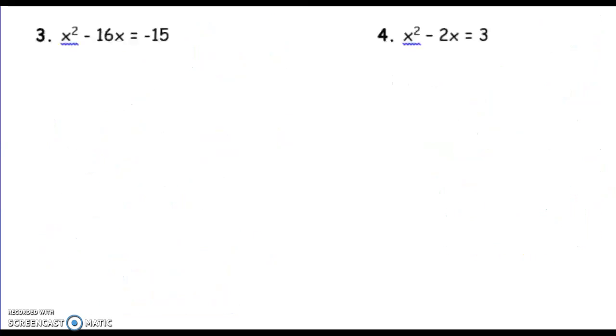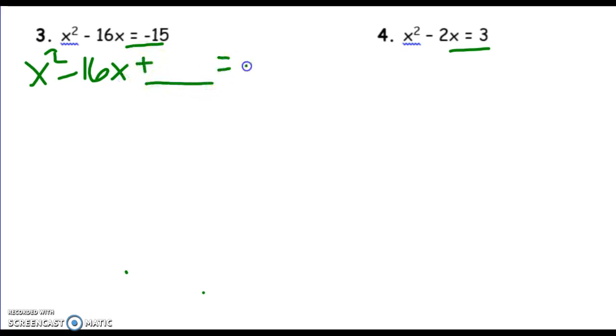Okay, so this step gets a little more complicated because what we have here is an equal sign, and we want that c to be on the other side. What you're actually going to do is x squared minus 16x, and then we're going to do plus something equals negative 15 plus that same something. Now we're able to add something into both of these as long as it's the same number. Because remember, whatever you do to one side of the equal sign, you have to do to the other side to keep my equation balanced.